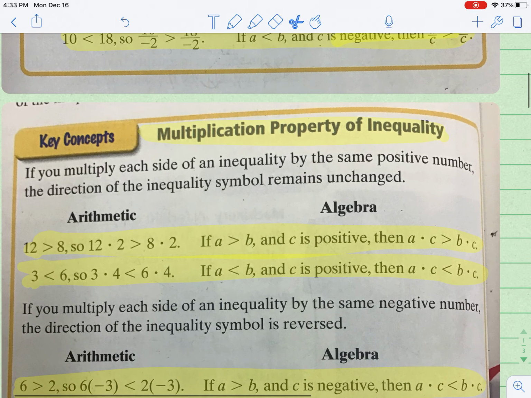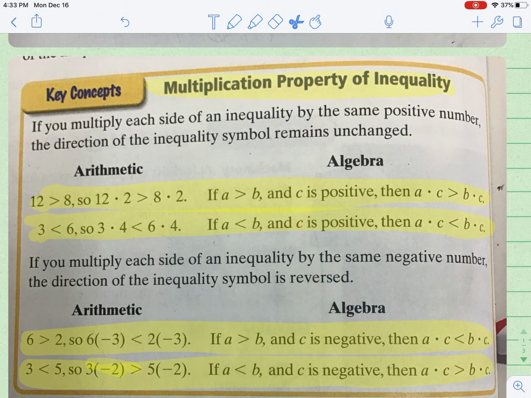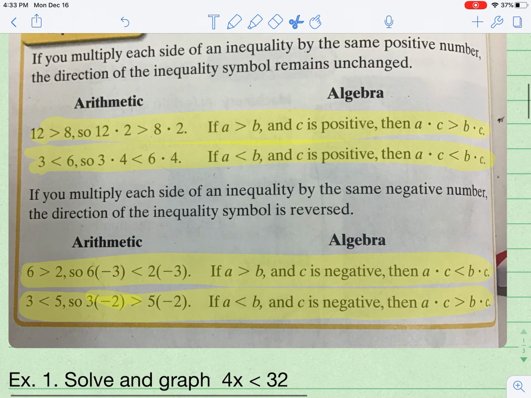Okay, and then the multiplication property of inequalities. This would be the same thing. Instead of dividing, now we're multiplying. So if you have 12 is greater than 8, then 12 times 2 is greater than 8 times 2. So it stays the same. Likewise with a negative, just like division, you're going to see that it switches. So 6 is greater than 2, but 6 times negative 3 is now less. So that sign flips, and it's less than 2 times negative 3.